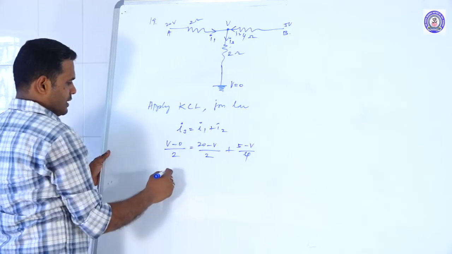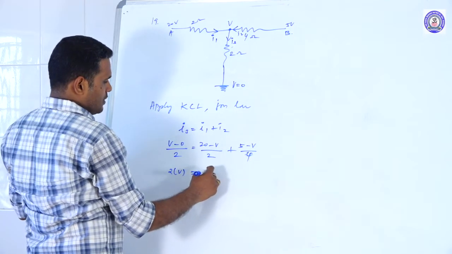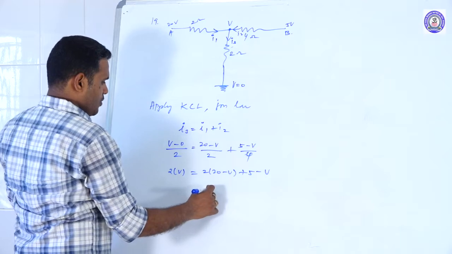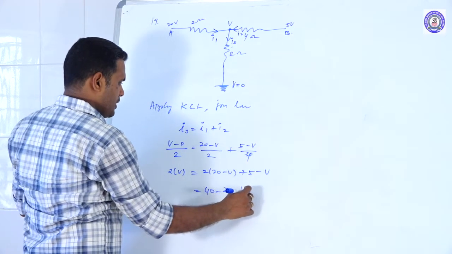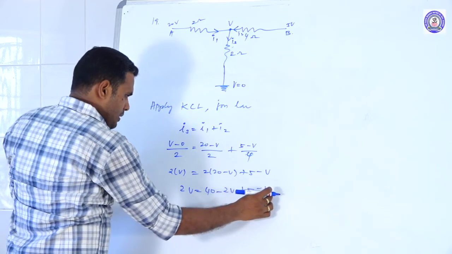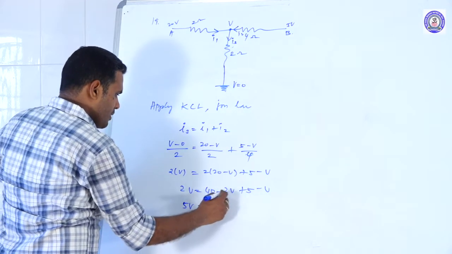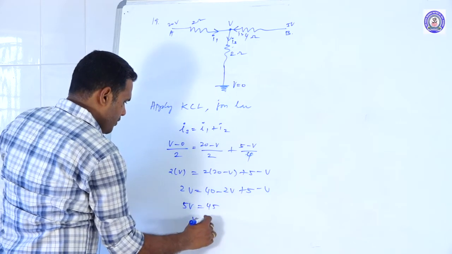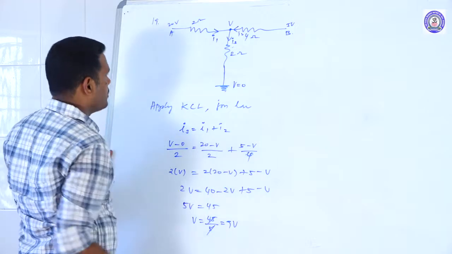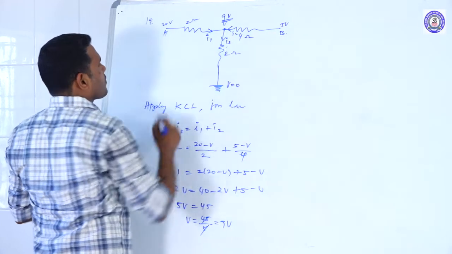Multiply by 4 on both sides. We will have 2 into V equals 2 into (20 minus V) plus (5 minus V). 40 minus 2V plus 5 minus V equals 2V. Minus 2V minus V, minus 3V. As it comes this side, we will have 5V, which is equal to 45. V equals 45 divided by 5, which is 9 volt. So at this point, potential is 9 volt.